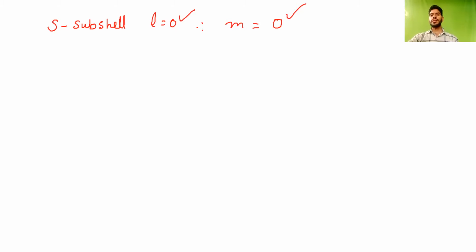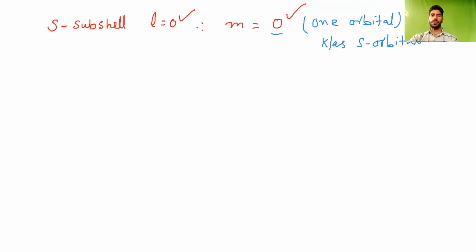So what does this 0 mean? 0 doesn't mean nothing. 0 means there is one value, so that means there is one orbital. And what is that orbital known as? That orbital is known as the s orbital. So remember that orbitals have the same name as that of the subshells. It is known as the s orbital.